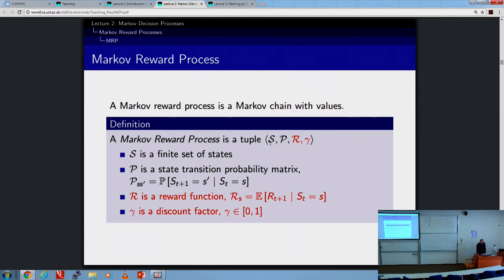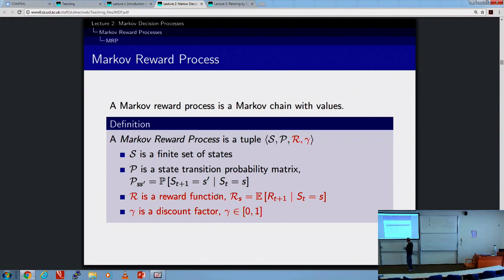So we still have S and P as before, and now we're adding rewards R and a discount factor gamma. Discount factor is also important because of the reasons that we saw earlier. So S is still a finite set of states, P is still a matrix, R is a reward function associated with every state. So what does that mean? It doesn't have to be a deterministic reward, right? So there can be a probability distribution maybe.